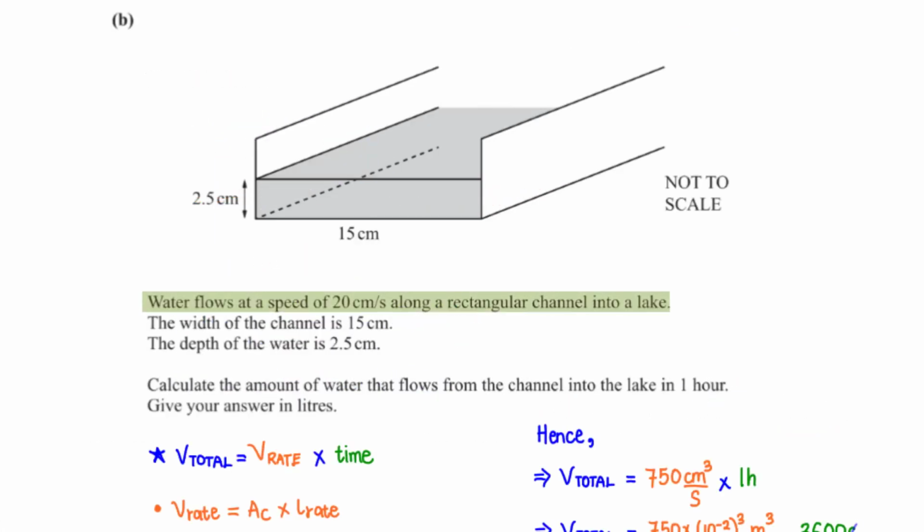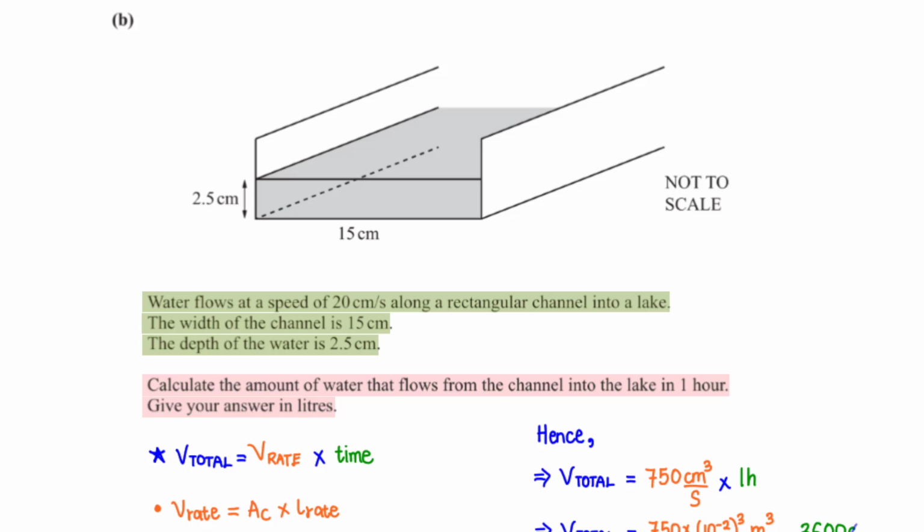Water flows at a speed of 20 centimeters per second along a rectangular channel into a lake. The width of the channel is 15 centimeters. The depth of the water is 2.5 centimeters. Calculate the amount of water that flows from the channel into the lake in 1 hour. Give your answer in liters.